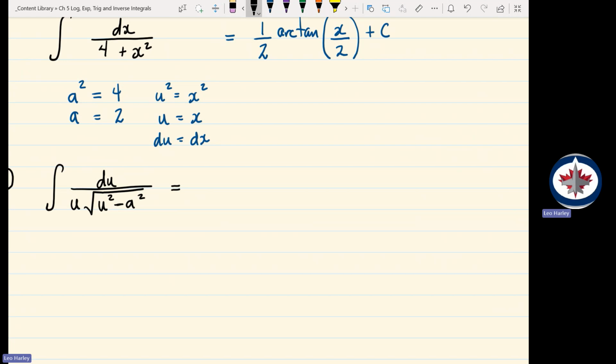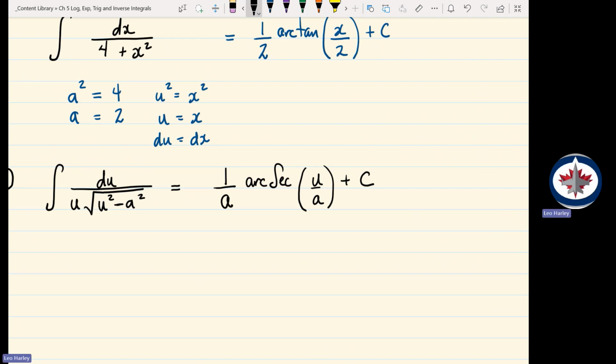It's going to look like, you're ready? It's going to be 1 over a. And then it's going to be arc secant of u over a plus c. The good news about this one is because it's so awkward, it's easy to identify.